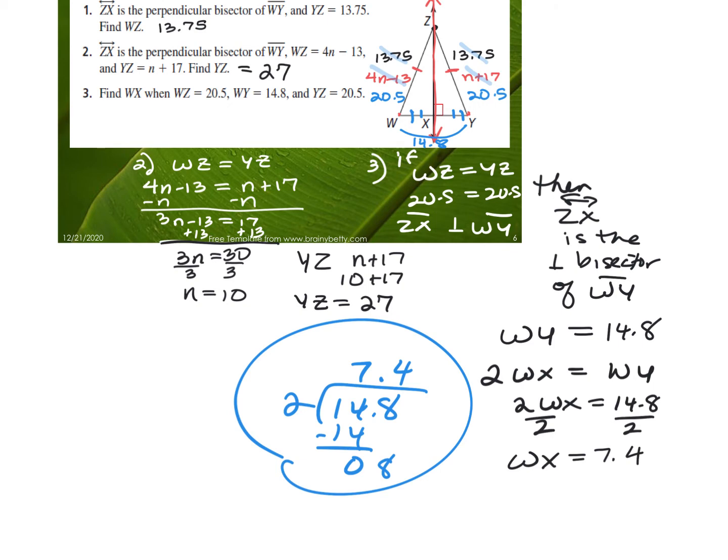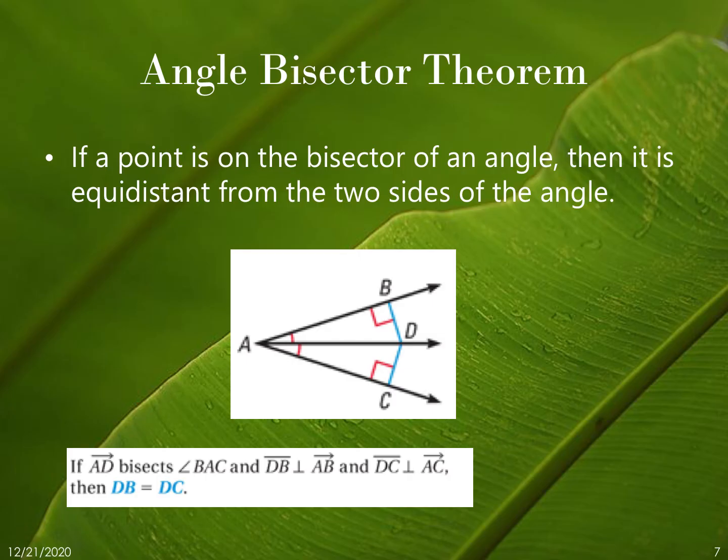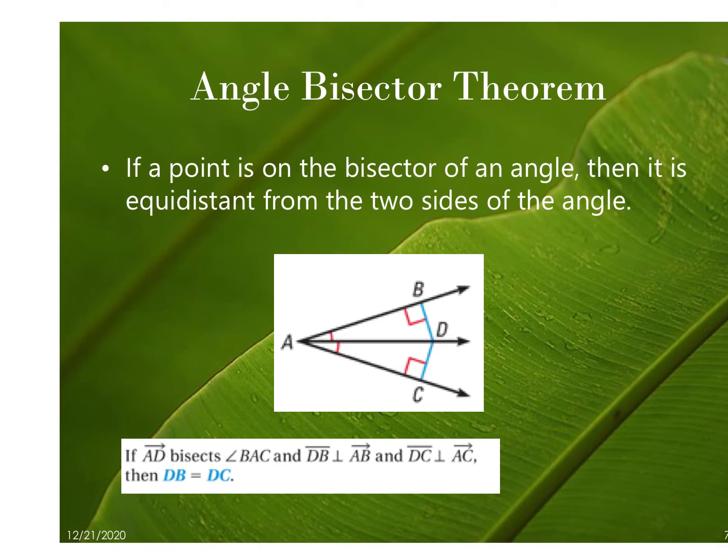So next we're going to talk about the angle bisector theorem. The angle bisector theorem states if a point is on the bisector of an angle, then it's equidistant from the two sides of the angle. Remember, the word equidistant means the same distance. Remember from our previous chapter, the distance is always going to be indicated with a right angle. It's always the perpendicular segment.